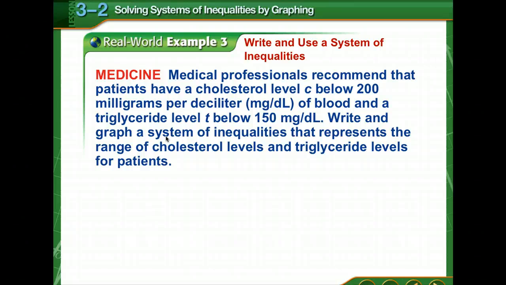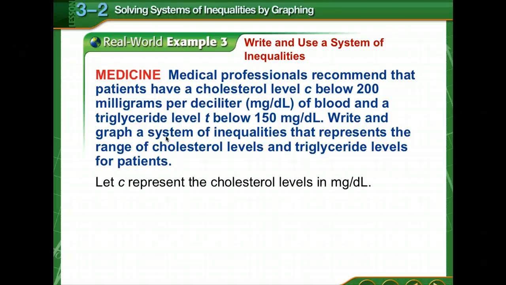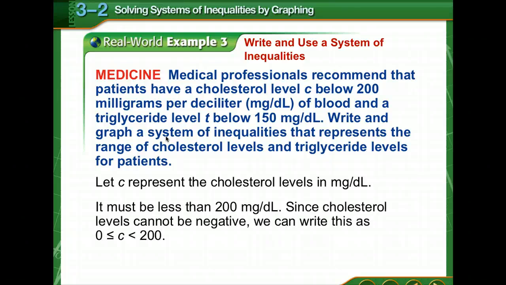Now for a real-world example. Pause for a moment and read through this, and then we will write the inequality. Okay, so we're going to let C represent the cholesterol levels, and since they need to be less than 200, and they can't be negative, cholesterol could equal 0, but it can't equal 200. It has to be below 200. So we're going to show the cholesterol between 0 and 200, including 0.